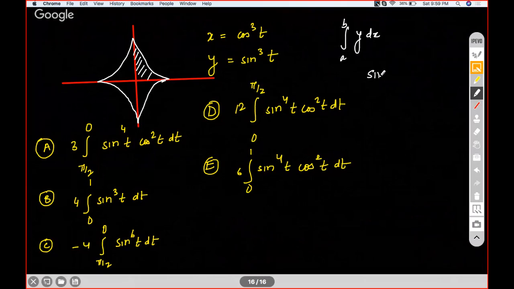I think it's E. What will be dx? dx will be 3 cos square t times negative sin t dt. Correct? Now here, what will be theta? Theta here will be pi by 2, here will be 0. So can I say drop off this negative sign and do it from 0 to pi by 2? Yeah.